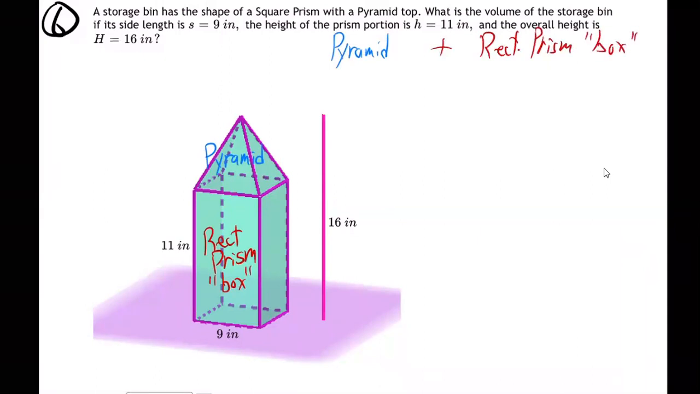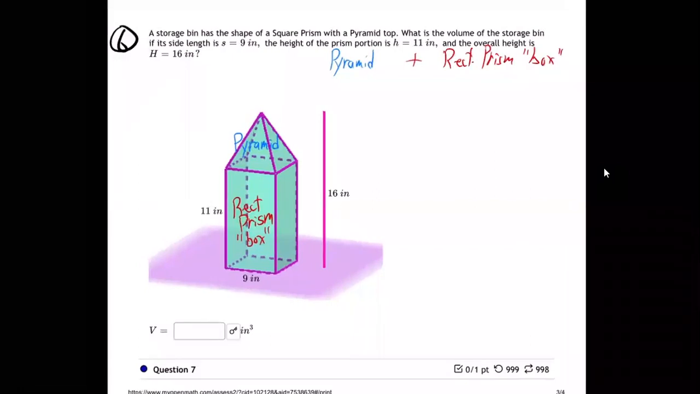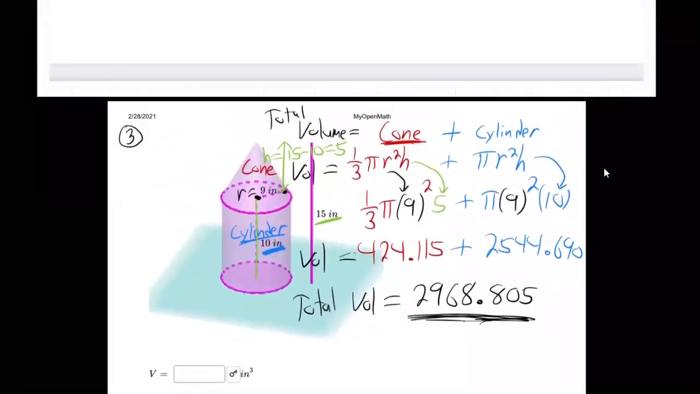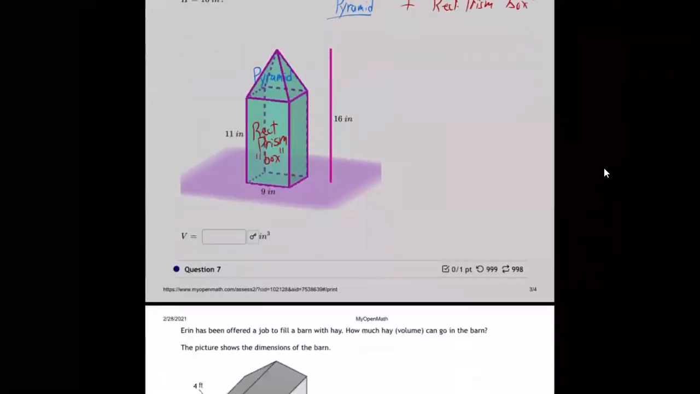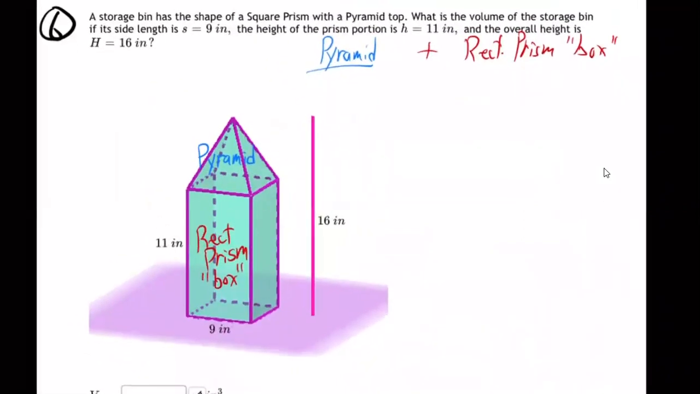Okay, let's go grab the formulas. What's the formula for the volume of a pyramid? We'll go up to our formulas. Pyramid, volume is 1/3 length times width times height. Now you might have the version that says 1/3 s squared h. Same thing. I just changed it to be more general, but either way it's good. All right, let's go back and do this one.